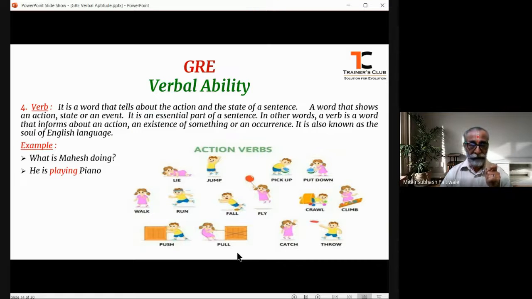I repeat it again. Listen carefully. A verb is a word that tells about an action in that sentence and the state of the action in that particular sentence. That means, say for example, Ramu has worked hard throughout his life. Here, worked is the verb. He has worked in a company or in his life. He has worked. Means past tense.